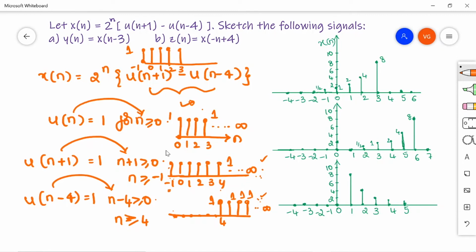At 5, 1 minus 1, 0. Everywhere it is till 1 only, till infinity, right? So 1 minus 1 you will get 0. So the signal is extended only from minus 1 to 3, right?